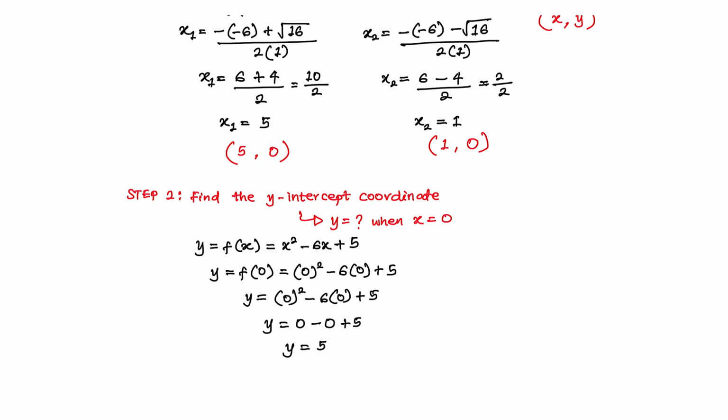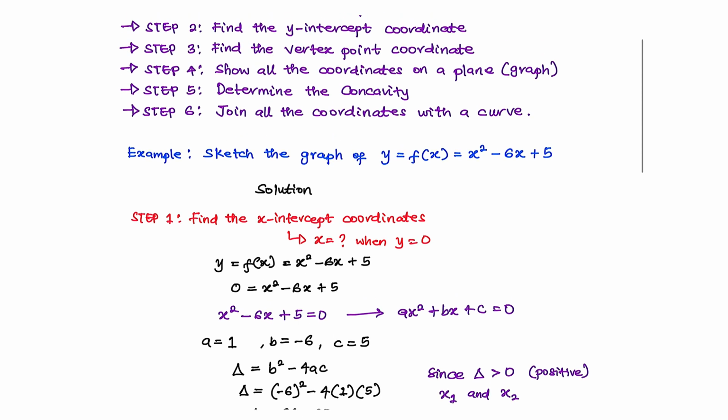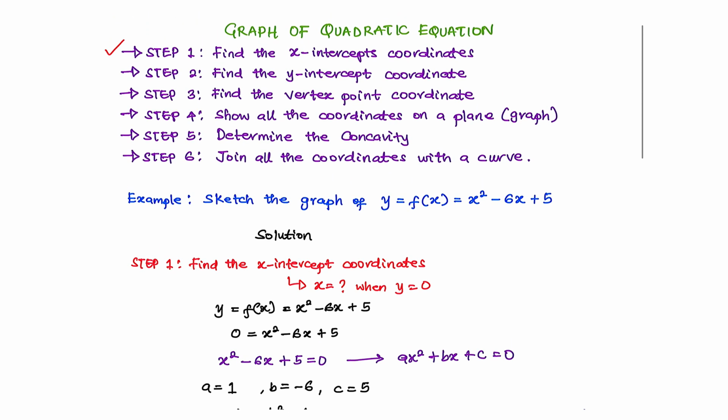Hence, the y-intercept coordinate is, the value of x is 0, the value of y is 5. Why is the value of x 0? Because we said the value of y when x is 0. Hence why we have 0, 5. And this completes the second step. The third step is find the vertex coordinates, find the vertex point coordinates.